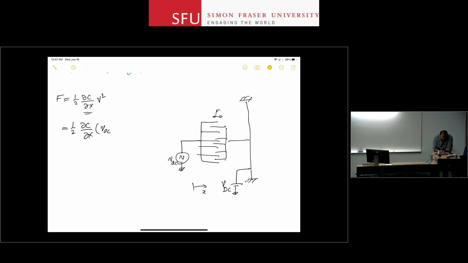VAC. It's a harmonic signal, so VAC sine omega t, let's say. That's the voltage on the moving electrode, the stationary electrode. The voltage on the moving electrode is VDC. Remember, it is the voltage difference between the electrodes. So it is the voltage on the left side minus the voltage on the right side. And so that's the voltage squared. And then you have to expand this.